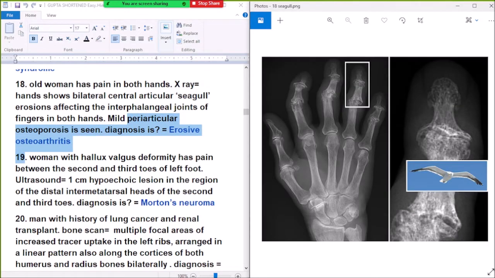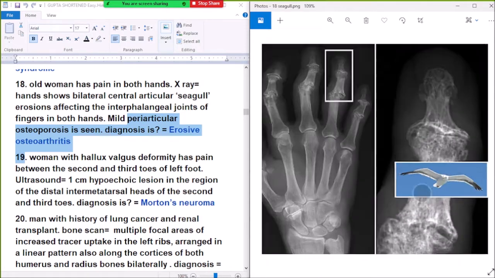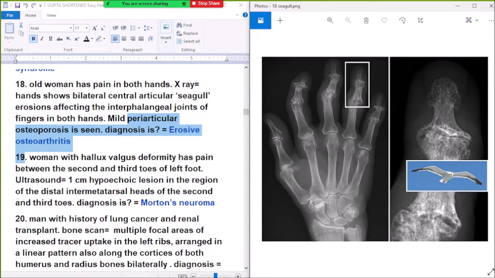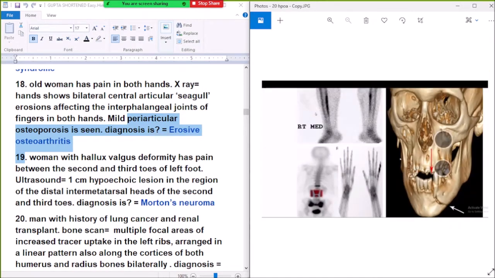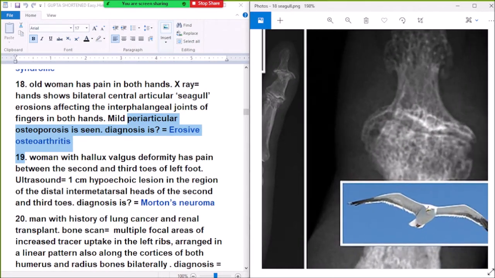Erosive osteoarthritis. This is the seagull sign. It looks like a seagull. Can you see the seagull appearance?